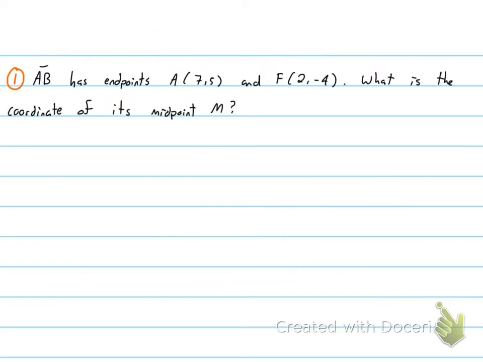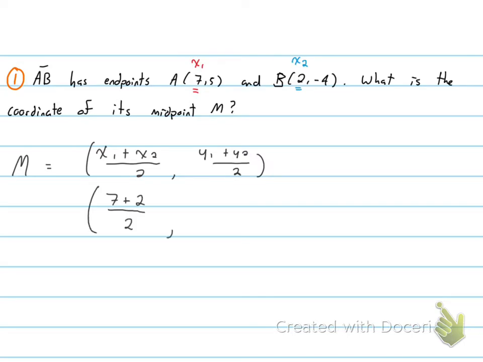In example problem number 1, AB has endpoints A at 7, 5 and B at 2, negative 4. I want to find the coordinate of its midpoint, M. So we're going to use that midpoint formula that we have written down, and then we're just going to plug in first our endpoints for our x-coordinates, which is 7 and 2, and then we're going to divide that by 2, and then match up our y-coordinates, 5 plus negative 4 divided by 2. It's important here to match up your x-coordinates together and your y-coordinates. Then we're going to simplify that, so we get 9 halves and 1 half.